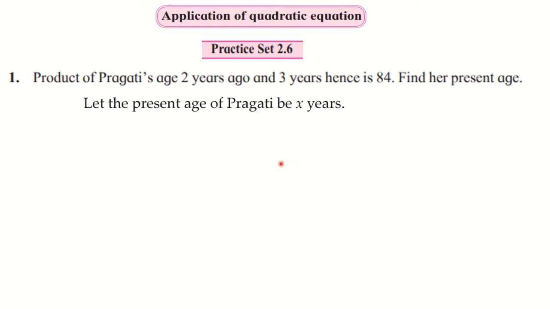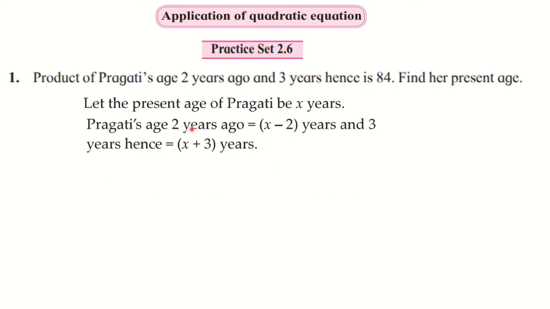So how are we going to find those ages? Pragati's age 2 years ago is X minus 2 years. Whenever the word ago or before comes, you need to subtract, because her age is going to be less than the present age. So when it is less, the minus sign comes. So here X minus 2. And 3 years hence means after 3 years, so the age is X plus 3.